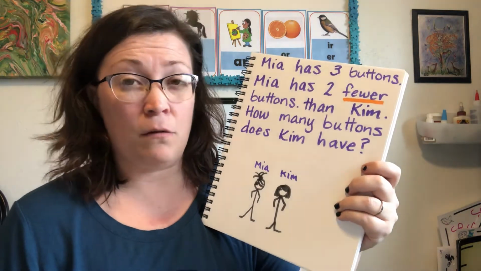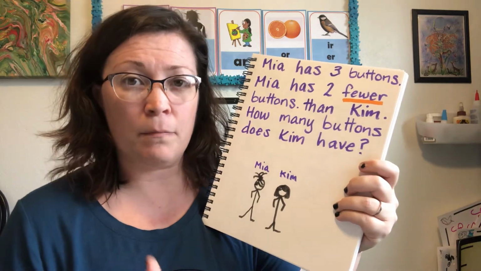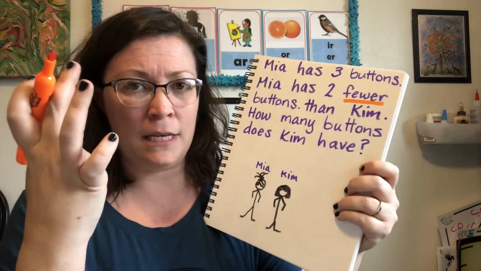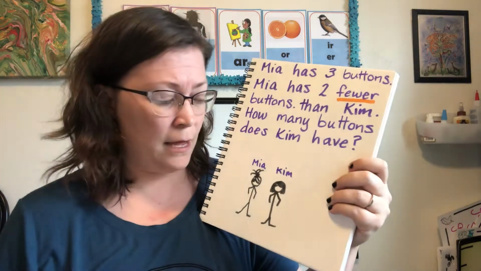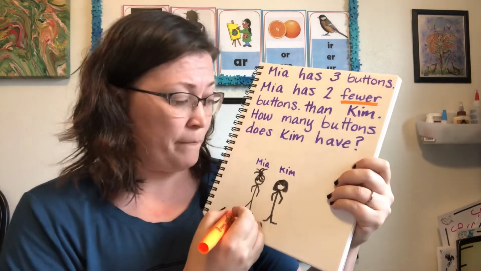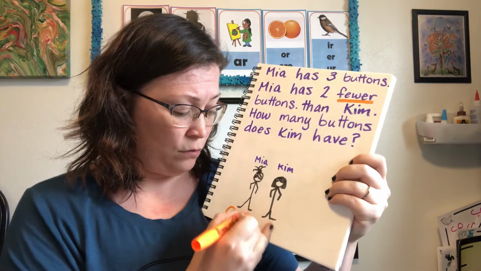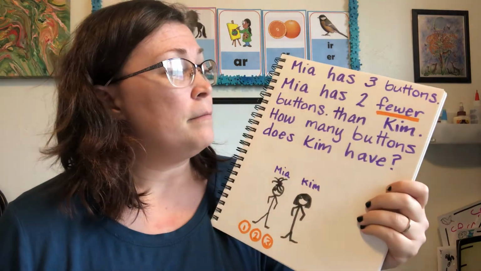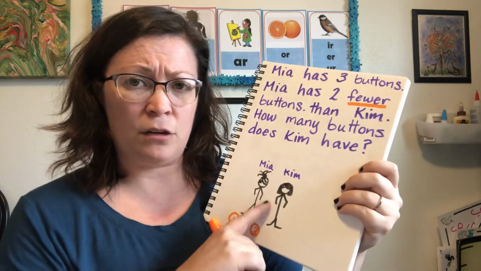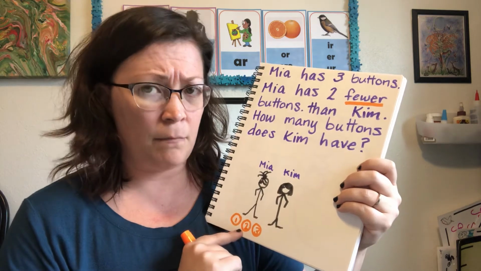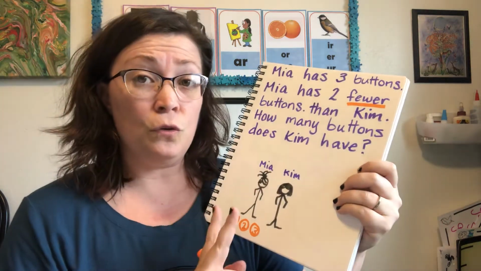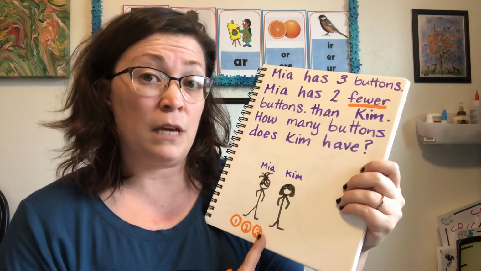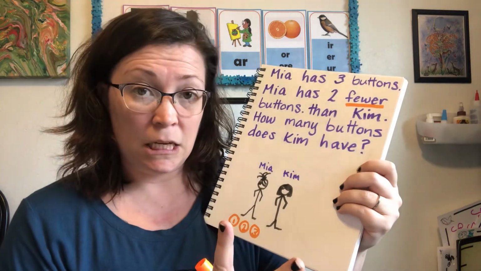So we have to figure out, what does that mean in our problems? Let's really break it down. Let's go with the first sentence and draw some pictures to help us try to figure out, what does that mean that she has fewer? So Mia has 3 buttons. So let's draw Mia's 3 buttons. 1, 2, 3. Mia, so same girl. Usually we start talking about the other person, but we're still talking about the same person. Mia has 2 fewer buttons than Kim. So we know that Mia has 3, but she has 2 less than Kim.